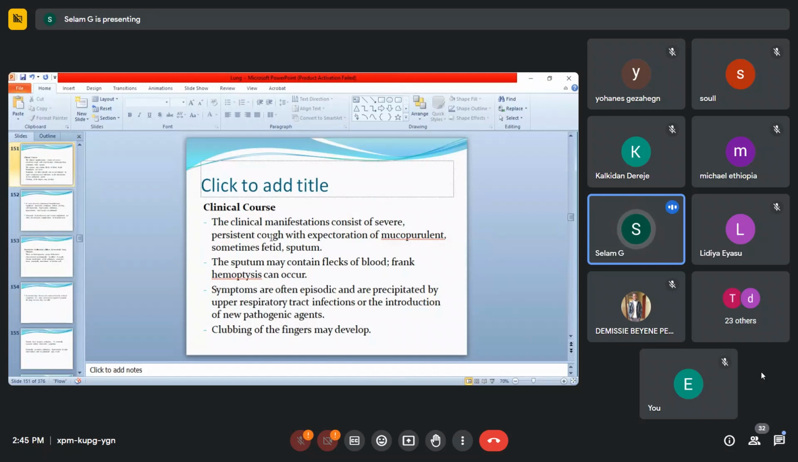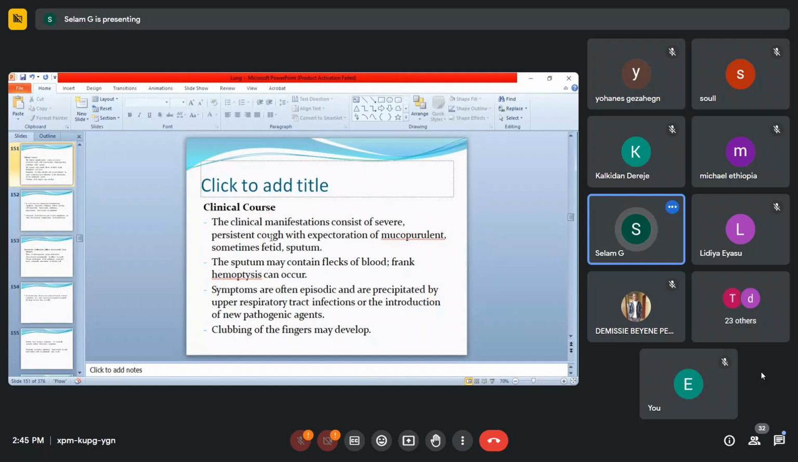hypercapnia, pulmonary hypertension, and rarely cor pulmonale could occur. Metastatic brain abscesses. So if there is an abscess cavity and if this accesses the blood and disseminates in patients, sepsis could occur, or metastatic brain abscesses and reactive amyloidosis are other less frequent complications of bronchiectasis.